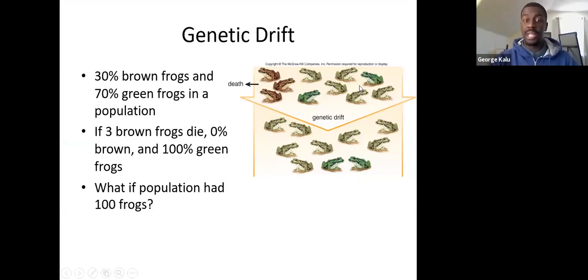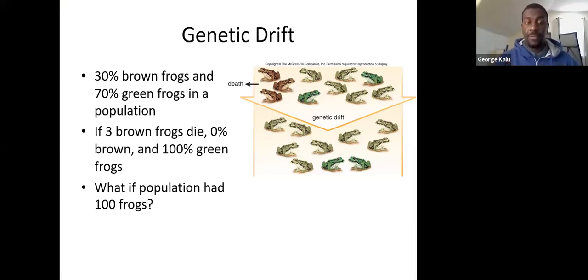Here we have 30% green frogs and 70% brown frogs, just in our 10 frog population here. If by random chance we end up losing 3 frogs and those 3 frogs happen to be brown, then all of a sudden we go from having 30% brown frogs to 0% brown frogs, and from 70% green frogs to 100% green frogs. So we had some very dramatic changes in the allele frequencies, and that's because our population was so small.